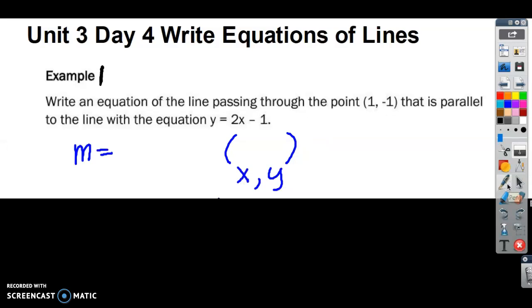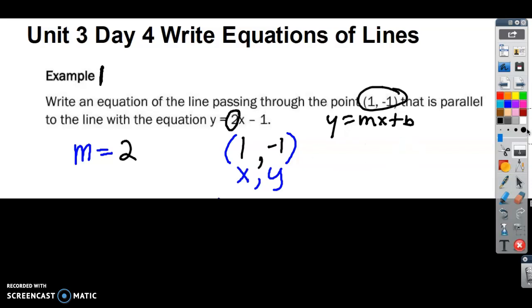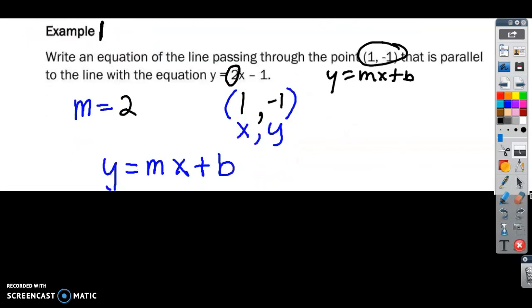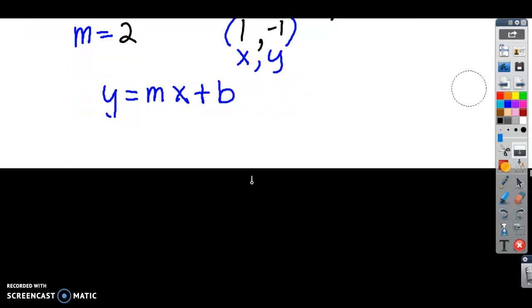So the slope is, if it's written y equals mx plus b, which is slope-intercept form, the slope is 2. And the ordered pair is given, 1, negative 1. Okay, so now we're going to write y equals mx plus b, and we are going to plug in those values for m, x, and y.